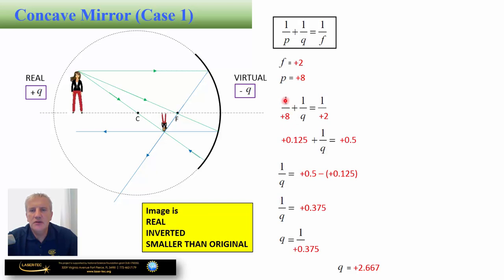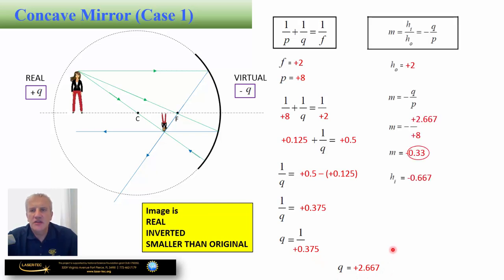You can divide 1 by 8 to get plus 0.125. And then 1/2 is equal to 0.5. From here, we can extract 1 over q as 0.5 minus 0.125 to come up with the value of 0.375. And then we can take the reciprocal value to come up with q as 1 over plus 0.375, or q being equal to plus 2.667.